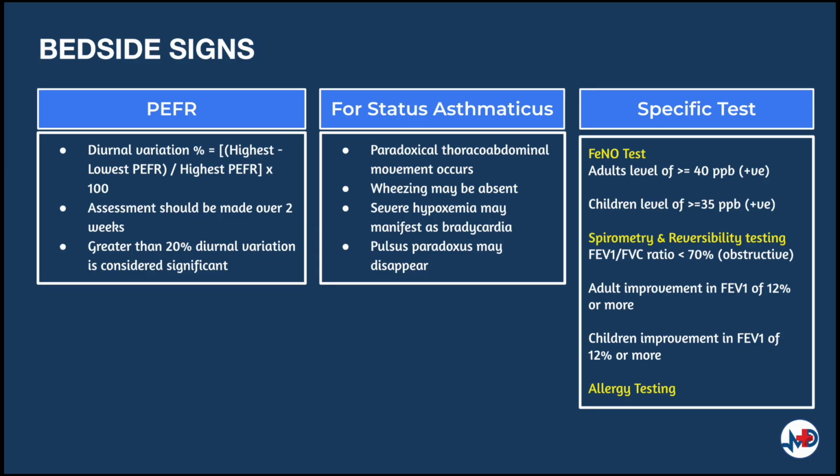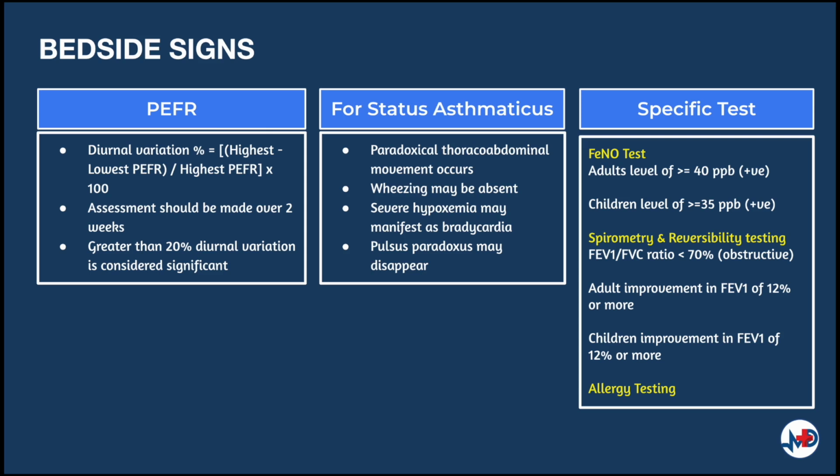When we look at specific tests, there are important objective evaluations in these investigations. Firstly, the fractional exhaled nitric oxide. When you exhale, your breath can show if you have inflamed airways, and this test measures the amount of nitric oxide in one's breath. It helps to decide the severity of inflammation in the airways.